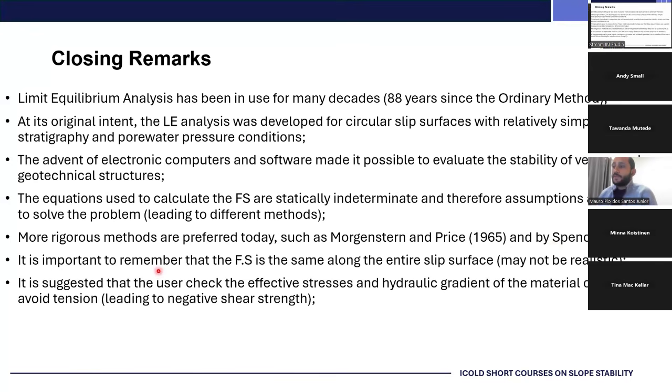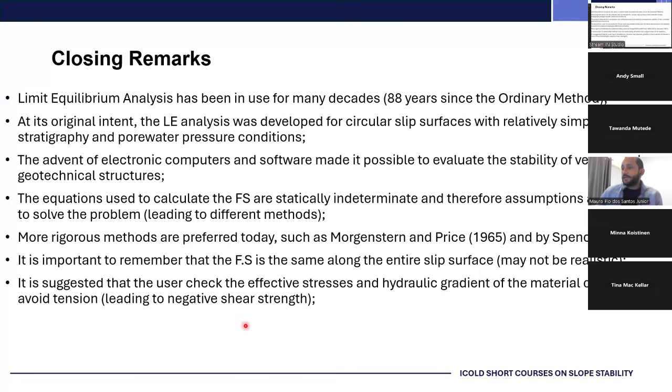It is important to remember that the factor of safety is the same along the entire slip surface when you use a limit equilibrium analysis, and that may not be realistic. So there are more sophisticated analyses and numerical models that you can use to evaluate that further. And always check the effective stress and hydraulic gradient of the materials of interest to avoid tension at the base of the slices. As far as I am aware, the software no longer allows tension, because I think it will ignore that slip surface.